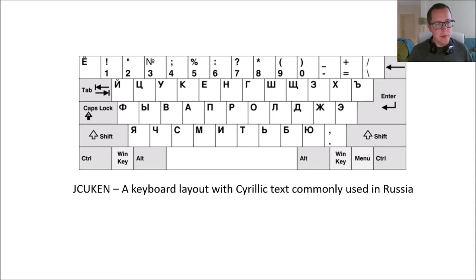This one, JCUKEN, has the Cyrillic text that's used in what's formerly known as Russia. Common keyboard over there, so a very different type of alphabet. So obviously you can see it's a very different looking keyboard.